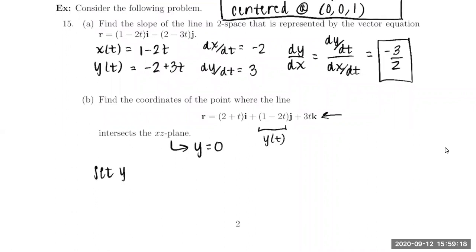So set y of t equal to 0, and I get 1 minus 2t equals 0. And so I conclude that t equals 1/2. So now I know the exact moment in time when this three-dimensional line intersects the xz plane. But remember, I want to find the coordinates of the point at which this intersection takes place. So I certainly know that y has to equal 0. What do x and z equal?